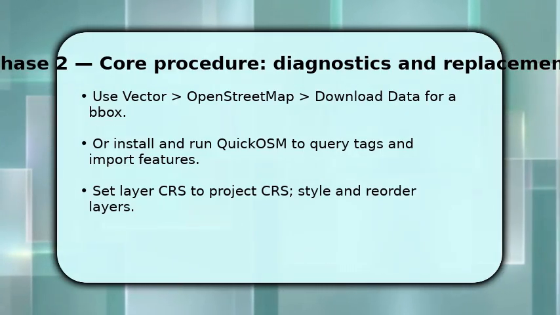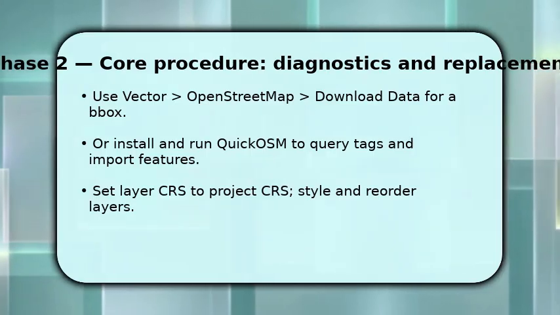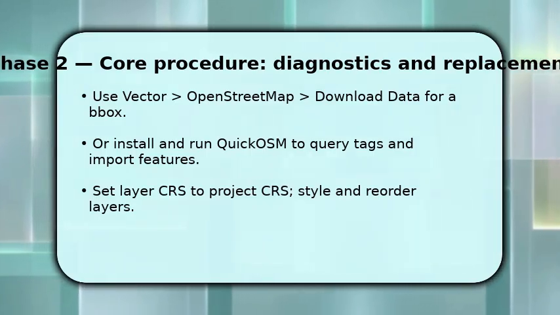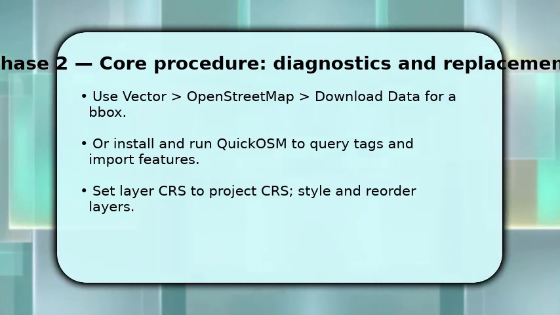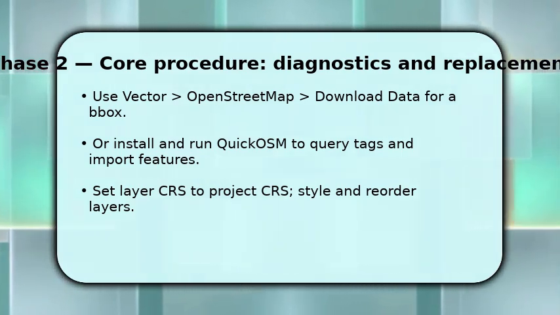Make sure you transform imported layers to the project CRS so alignment stays correct. Then apply simple symbology and put base tiles underneath. Doing this lets you analyze and edit OSM-derived data.